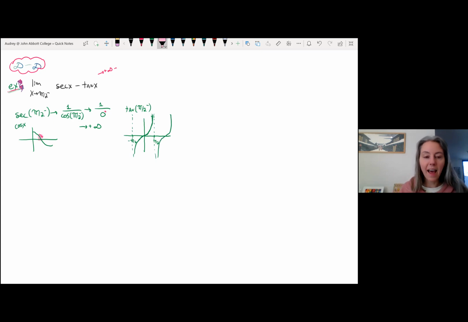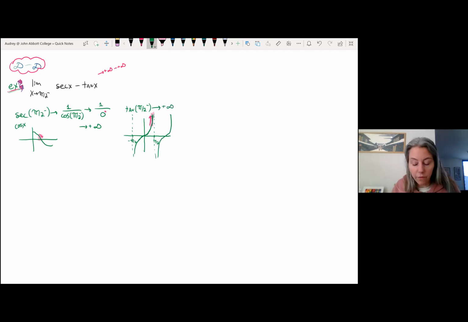So when I'm on the left side of pi over 2, I'm right here, and I can see that this is on its way up to positive infinity. So this is positive infinity minus positive infinity. So that does indeed give me the indeterminate form. So this tangent right here is going to positive infinity.